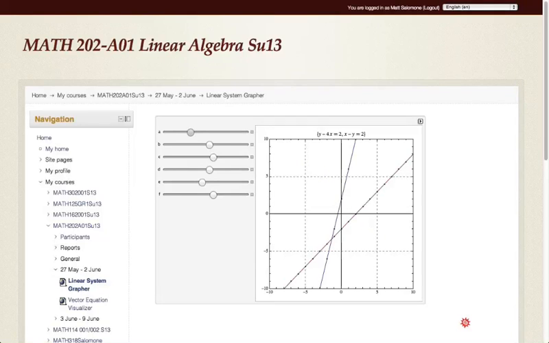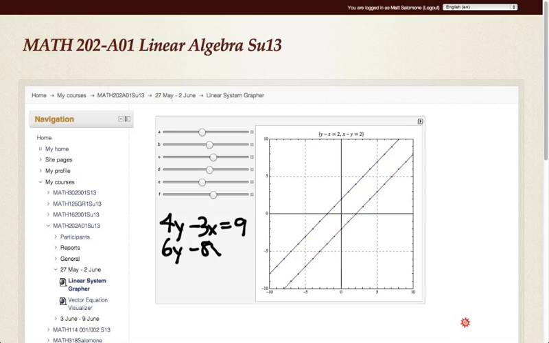Okay. So let me see if I can recreate that here. It was 4y minus 3x equals 9, and 6x minus 8y equals 9. 4y minus 3x equals 9, and 6y minus 8x equals 9. And your graph looked something like this, although not exactly the same, right? Because your sliders and mine are in slightly different positions. So you said that this was no solution.